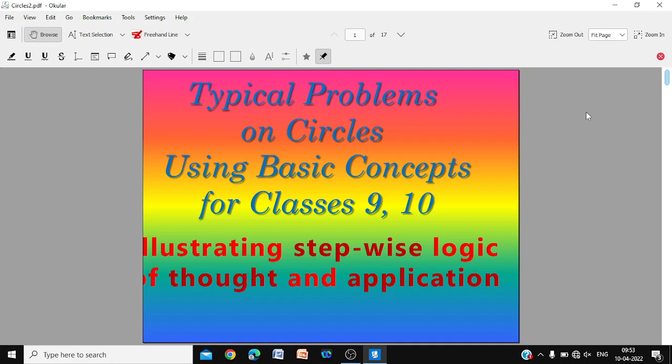These select problems will illustrate stepwise logic of thought and application, and once you master these few sums, you will be able to get a command on how to approach any problems on circles. So in order to understand the circles chapter, the approach, the logic, and the confidence, follow these few sums, because these are typical of all the sums in the chapter on circles.